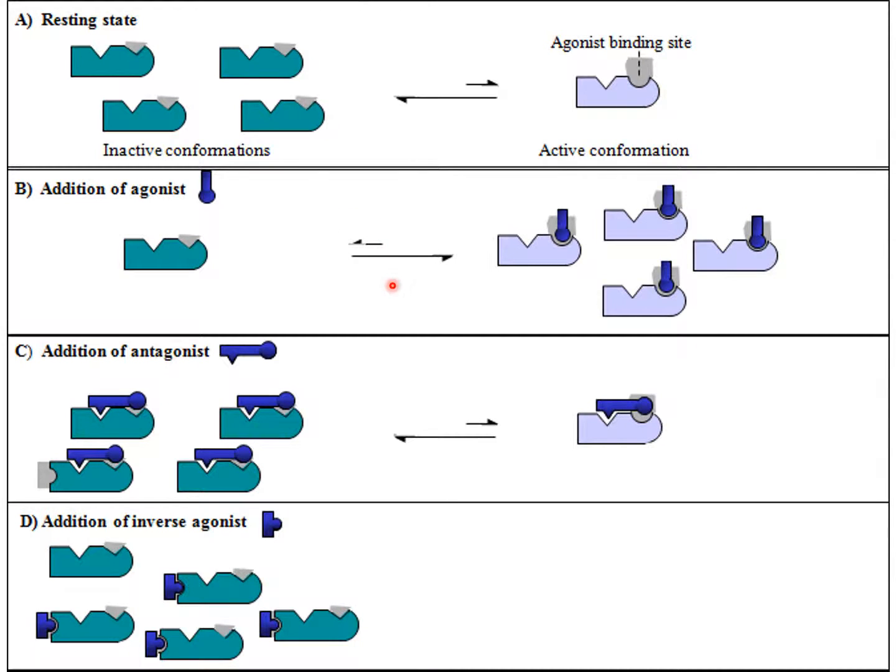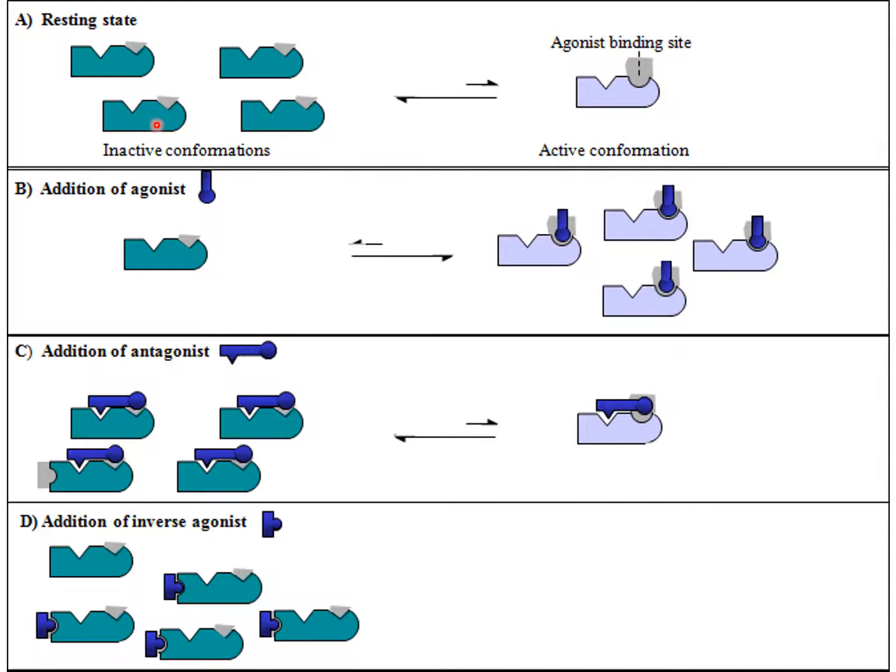Okay, so in this graph, we'll compare between the agonist, antagonist, and the inverse agonist. So before we have any molecule bound to the receptor in the resting state, before we add any agonist, antagonist, or inverse agonist, this is how it looks. This is what the receptor will look like before the addition of any drug or any ligand.